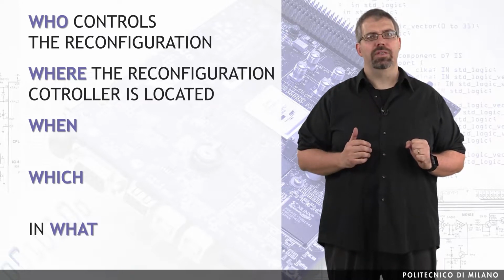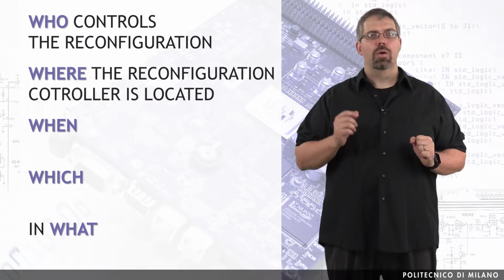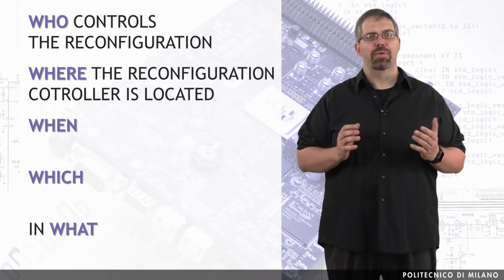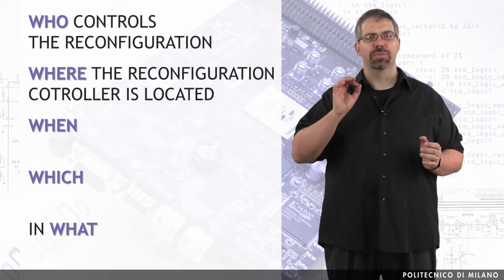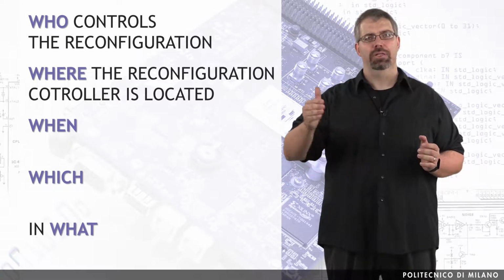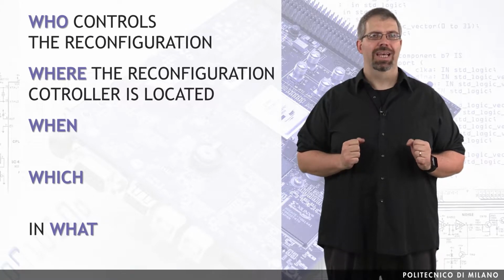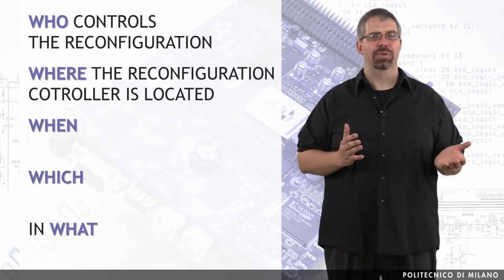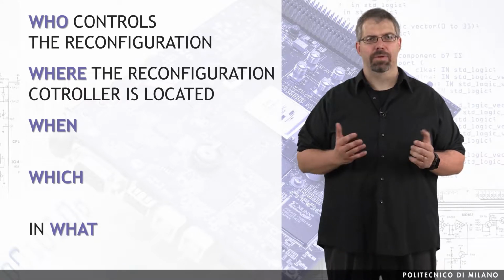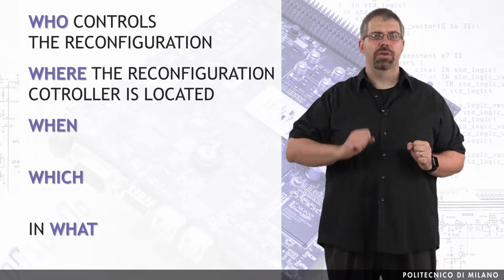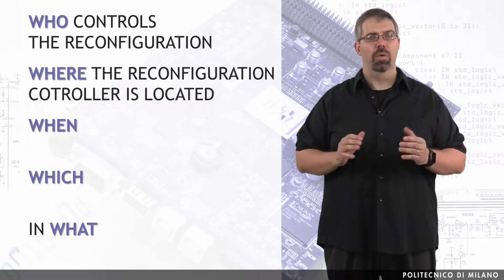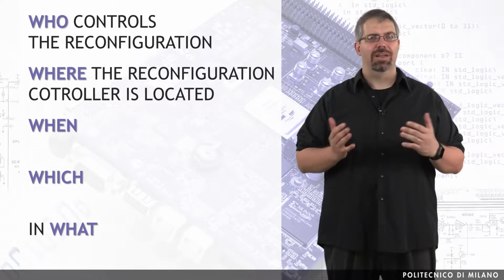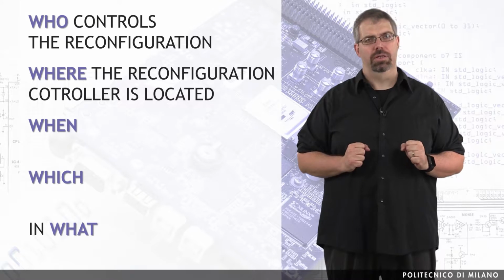Where the reconfiguration interface is located. With the reconfiguration interface, I'm referring to the element that is responsible for the physical implementation of a reconfiguration process. As an example, in Xilinx FPGA, the internal configuration access port, or ICAP controller. The first subdivision, the who and the where, is between external and internal reconfiguration.